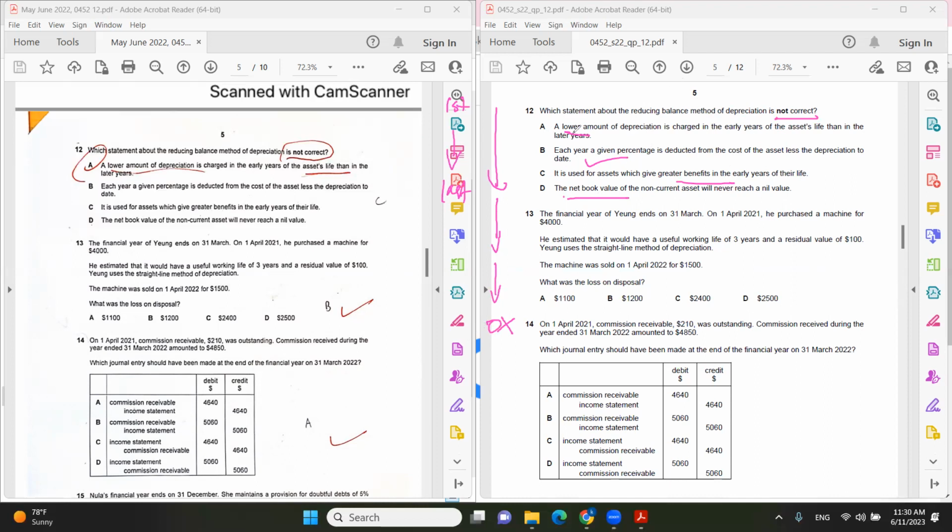Okay, so this one should be A, which is the wrong statement. This one should be greatest because the first year is taking the cost times the percentage. So this should be the greatest amount, not the smallest amount. Okay, next.